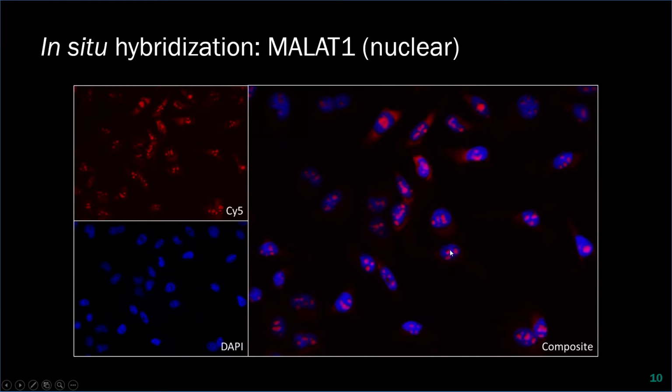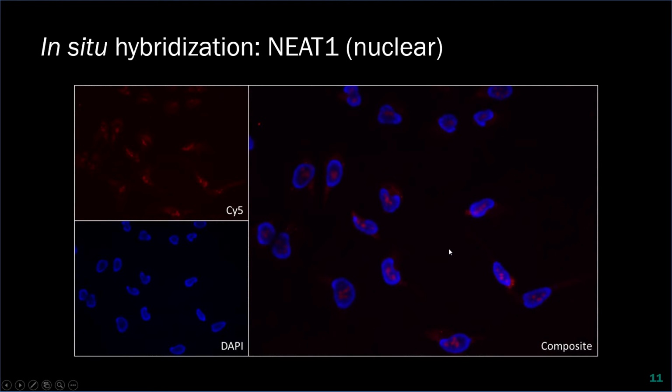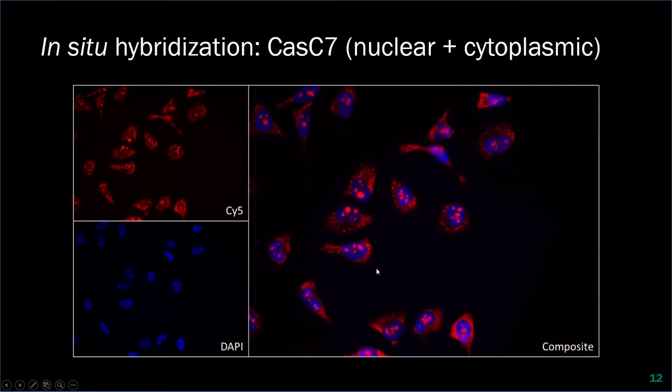In most cases, it's exclusively found in the nucleus, especially in cells which aren't actively dividing. The same result was seen with NEAT1, in that the localization was mostly found in the nucleus. For CASC7, there wasn't a whole lot of literature on the localization, and so we definitely wanted to verify this one internally, and we found using our in situ hybridization probes that CASC7 is dual localized in both the nucleus and the cytoplasm.